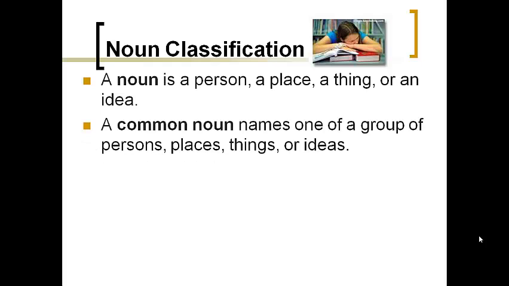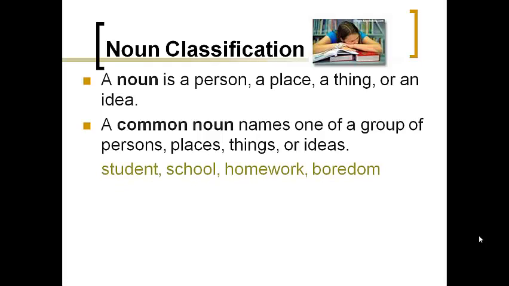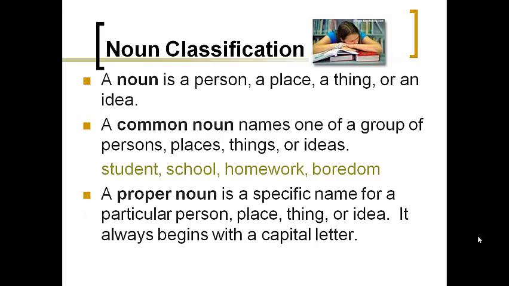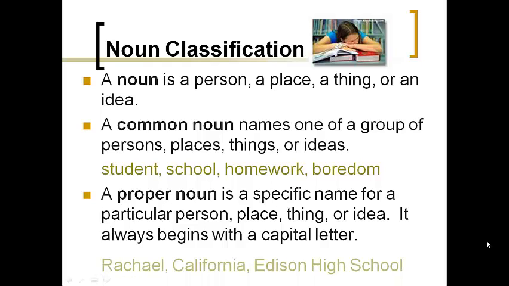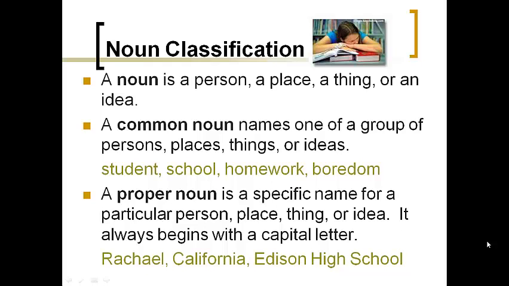A common noun names one of a group of persons, places, things, or ideas. Example: student, school, homework, boredom. All are common nouns. Notice they're not capitalized. A proper noun is a specific name for a particular person, place, thing, or idea. It always begins with a capital letter. Example: Rachel, California, Edison High School.